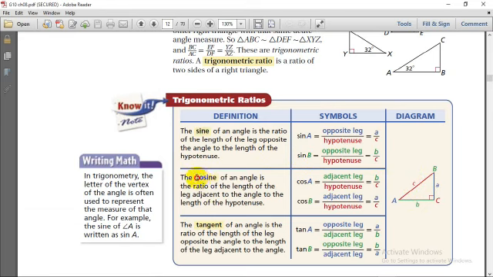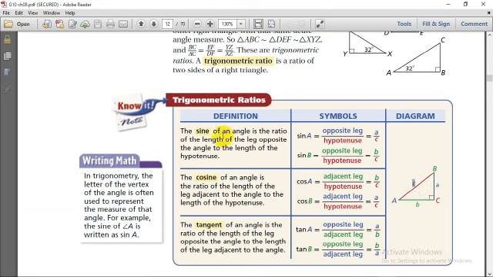Now, what is the cosine? Cosine of the angle is the ratio between the lengths of the adjacent over the hypotenuse. Take care of this: adjacent over the hypotenuse. So if I'm at A, what's the adjacent of A? It's b. And what's the hypotenuse? Of course, it's c. Very good. What about cosine B? It will be the adjacent, which is a, over the hypotenuse, which is c.